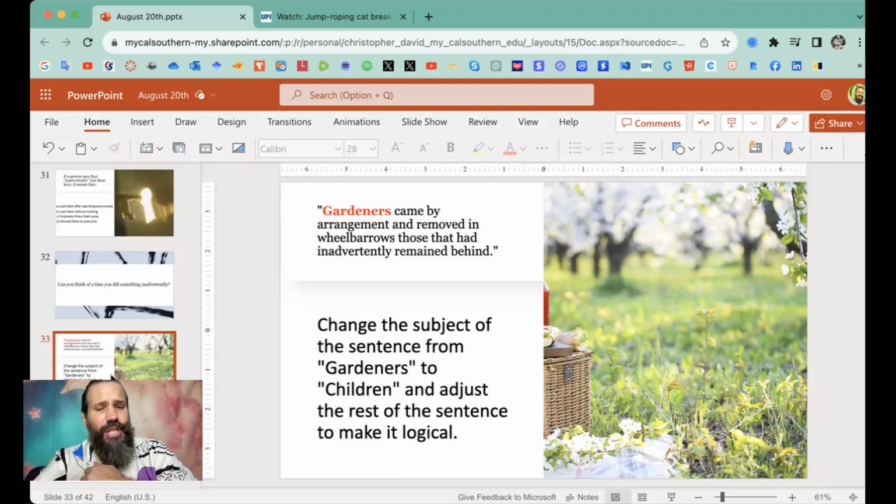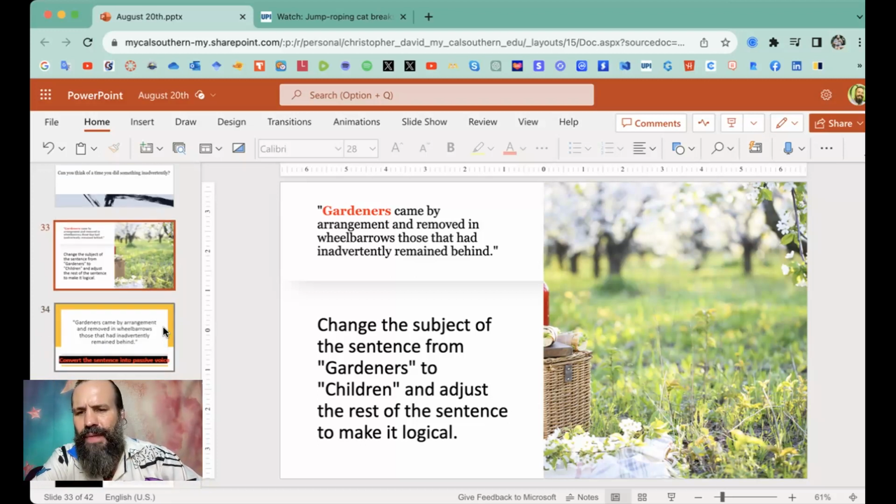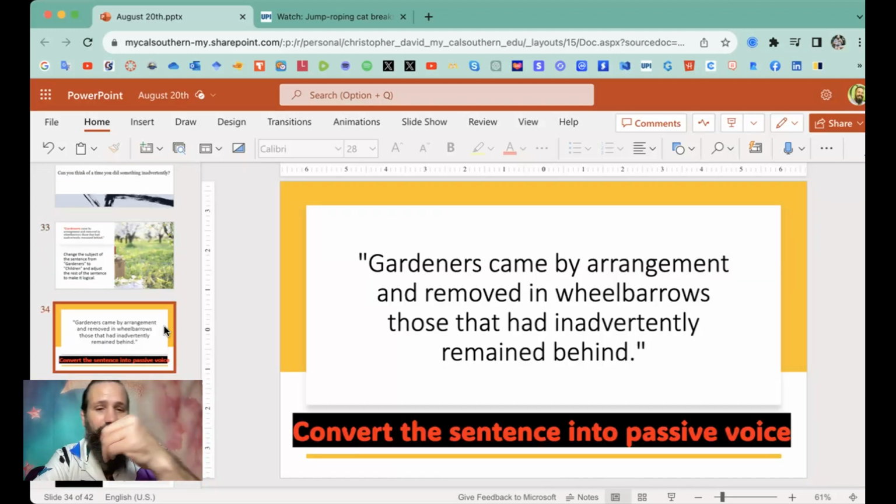I said, let's change the subject from gardeners to children, and then change the sentence so it makes sense. If I say children came by arrangement and removed the wheelbarrows, it doesn't make as much sense. Let's make it make more sense. And he came up with something like: children came by arrangement and removed the candy that was inadvertently left on the table. Again, you didn't even have to use "inadvertently." Up to you, really. This could be taken in many different directions.